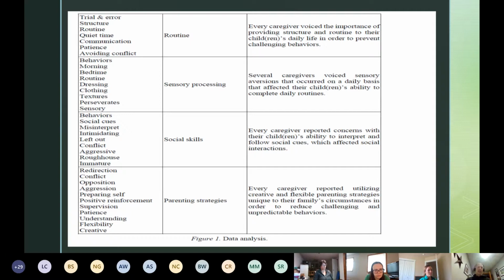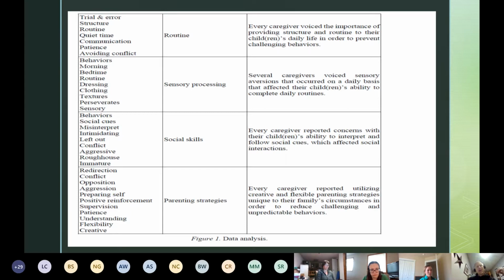So again, looking at the left-hand side, and if I'm following APA format, up on top I would have codes, right? Which then below here are a list of all of my code words. Again, the editor took that out for whatever reason, didn't have room, I don't know. So trial and error was a code word. Structure was a code word. Routine was a code word. Quiet time was a code word. Communication, patience, avoiding conflict. All of those were code words.